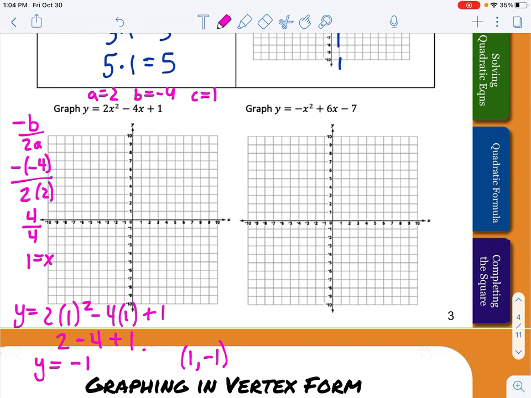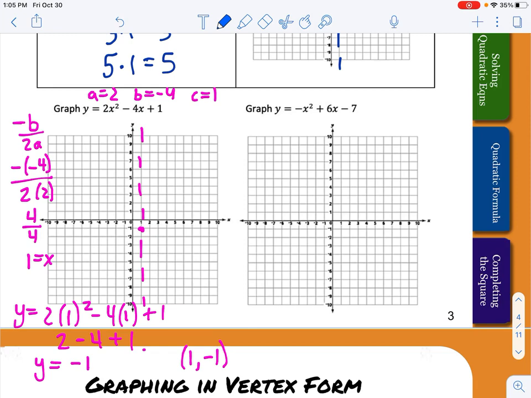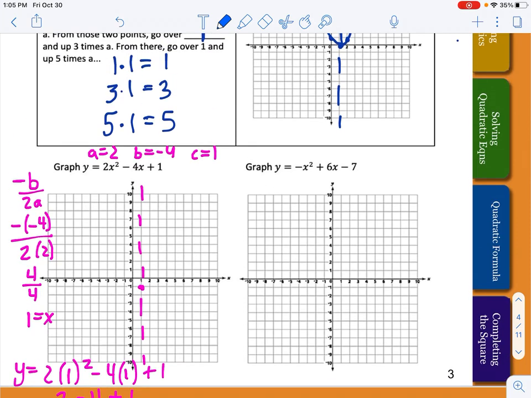Now I have the coordinate of my vertex, 1, -1. I can go ahead and graph this. So I go over 1, down 1. That is the coordinate of my vertex. I can draw in my axis of symmetry. And then from here, I just do the cool multiply times a trick. I know that a equals 2.